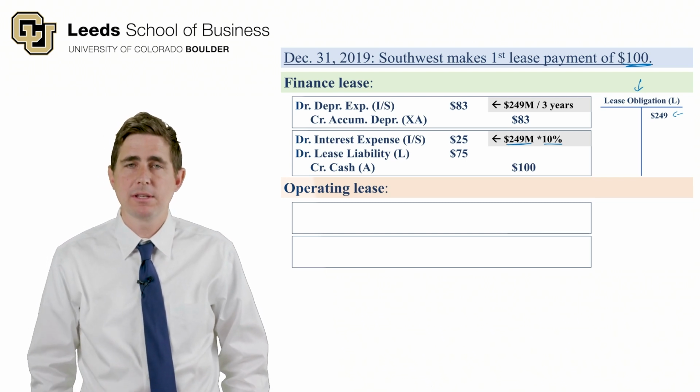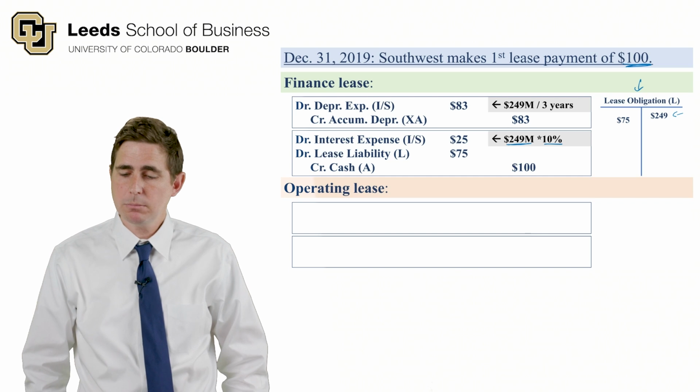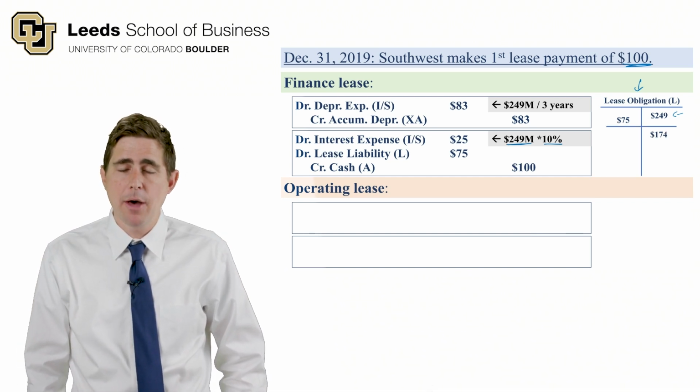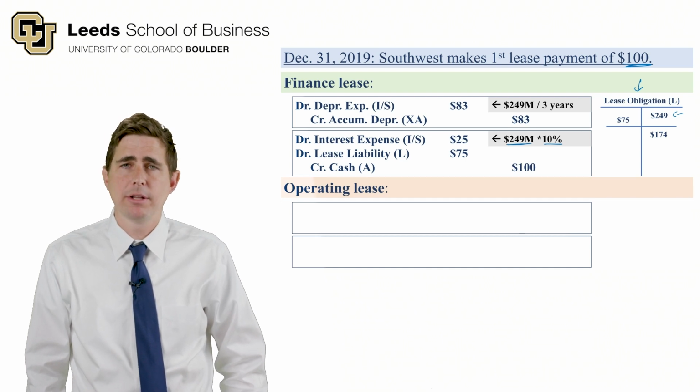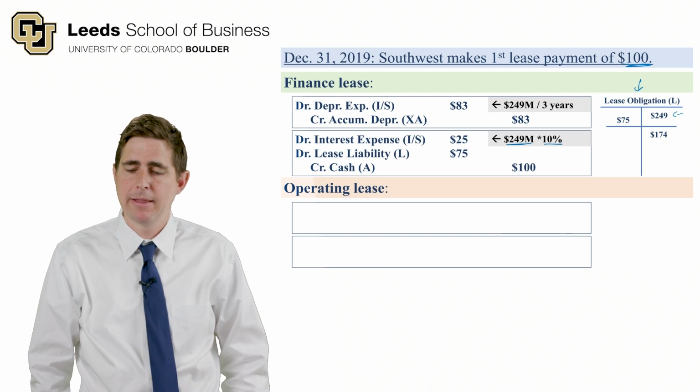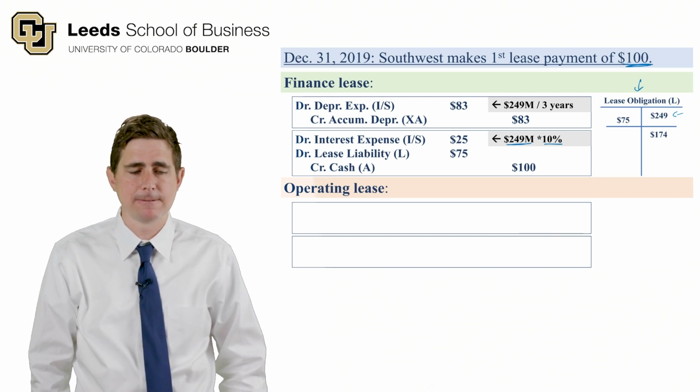Now watch me post this $75 to the T account. The $75 gets posted as a debit to the T account. And now the lease obligation has a new balance of $174, so it's amortizing down towards 0, okay? That's the end of the first year for a finance lease.